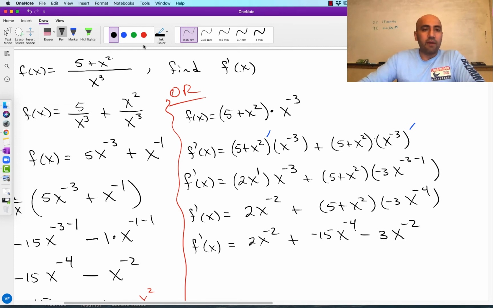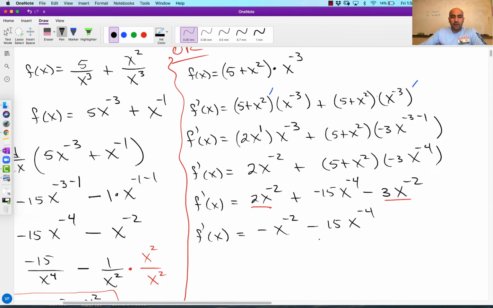Good. And now we can combine these two. This one and this one have the same powers. So we can combine them to be equal to minus 1. So we get f prime of x equals minus 1, so minus x to the minus 2 power, minus 15x to the minus 4 power.